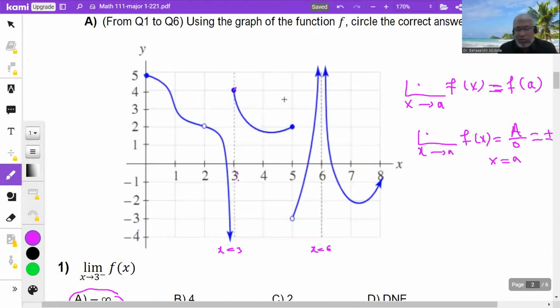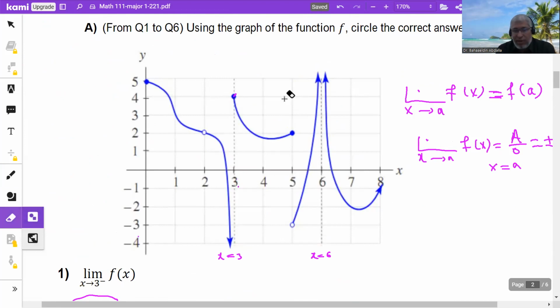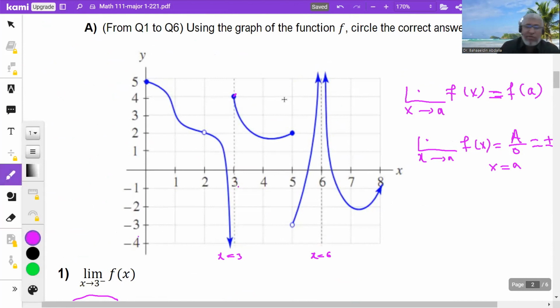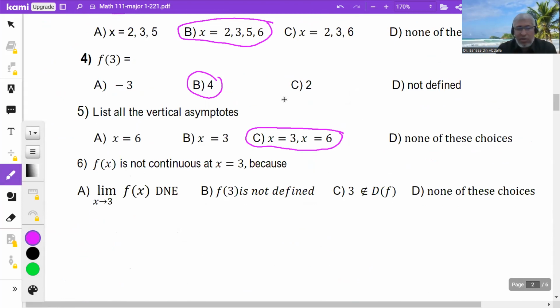Why? We mentioned because the limit does not exist. Because the limit from the right is not equal to the limit from the left at 3. So the limit does not exist. Of course, f is not defined.